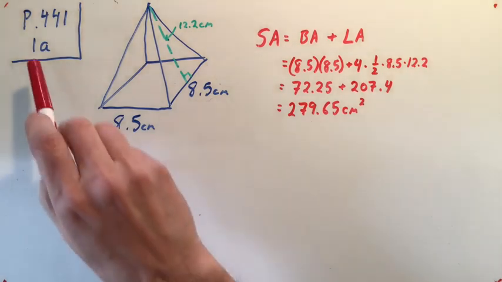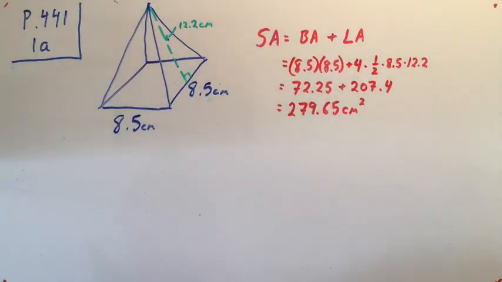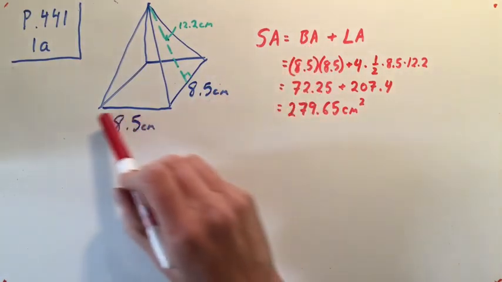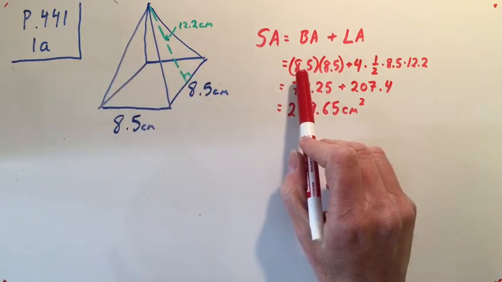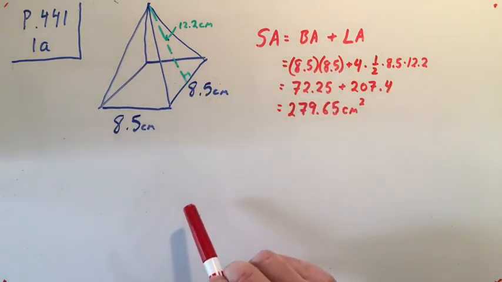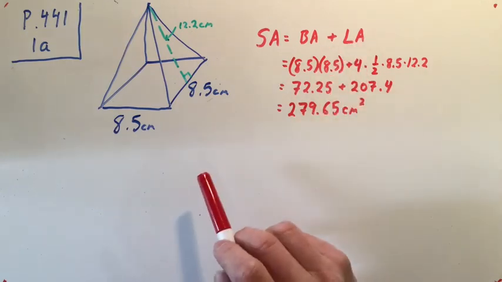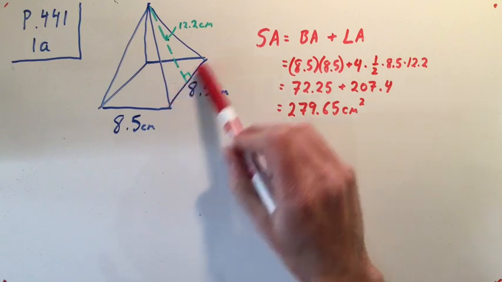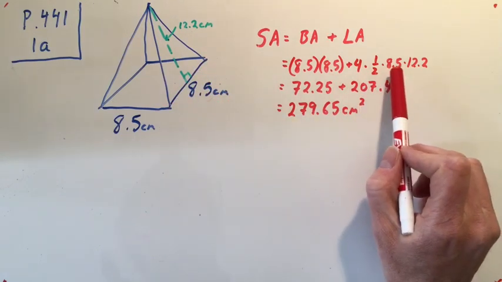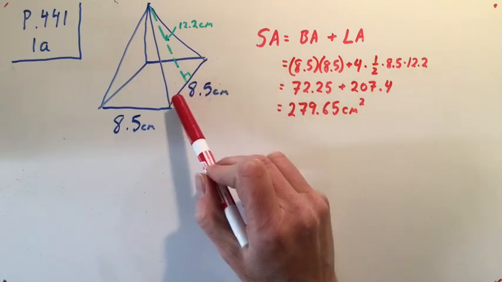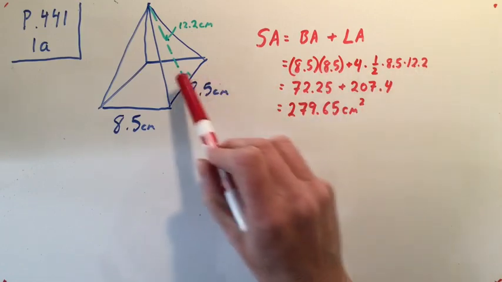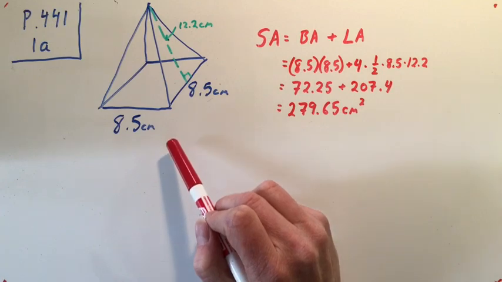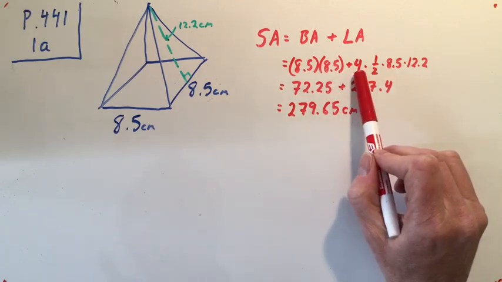Okay, here we're trying to find, for problem 1a, the surface area of a square-based pyramid. The surface area is going to be found by finding the area of that square, which is 8.5 times 8.5, plus the lateral area of that pyramid, which is these four triangles. The area of this triangle is 1/2 times the base, which is 8.5, times the height of that triangle, which is the same as the slant height of the pyramid, 12.2, and we have four of those triangles.